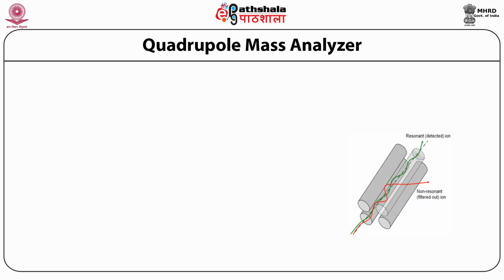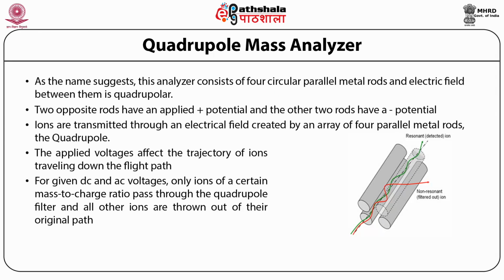Quadrupole mass analyzer. As the name suggests, this analyzer consists of 4 circular parallel metal rods, and the electric field between them is quadrupolar. Just see the figure. An electric field is generated by applying a radio frequency which is 120 degrees out of phase to the opposite pair of rods. Thus, the shape of one waveform is equal and opposite to the other.